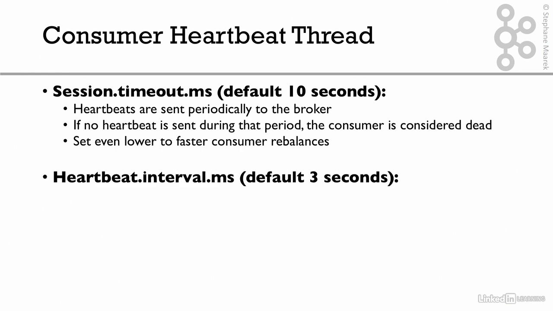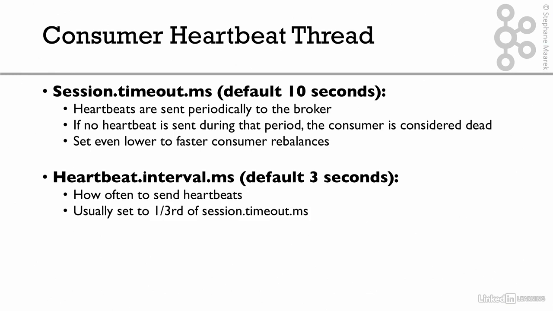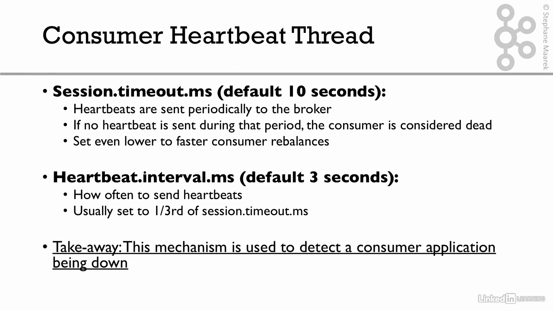But then there's also the heartbeat interval millisecond, and the default is 3 seconds. And basically that says how often you should send heartbeats. And so the general guideline is to set this to 1/3 of session timeout millisecond. So if you set session timeout millisecond to 6 seconds, then heartbeat interval millisecond should be set to 2 seconds. Overall, this mechanism is used to detect if a consumer application is down, and I would not change any default right now if I were you, but just know about it if you observe issues in the future.